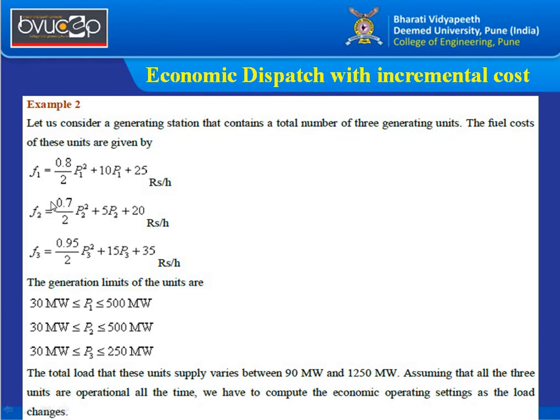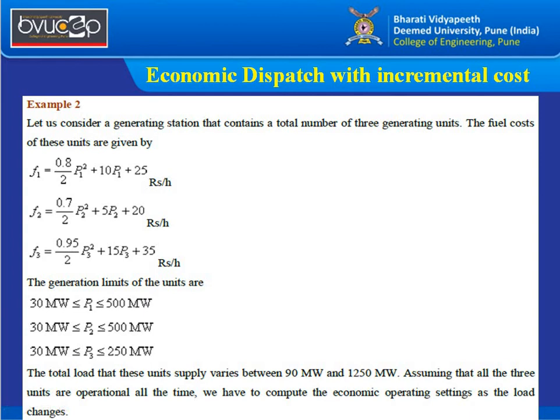So F1 is 0.8 by 2 P1 square plus 10 P1 plus 25 rupees per hour. The second generating unit is 0.7 by 2 P2 square plus 5 P2 plus 20 rupees per hour, and F3 is 0.95 by 2 P3 square plus 15 P3 plus 35 rupees per hour. Now the generator has limits as compared to the previous example.